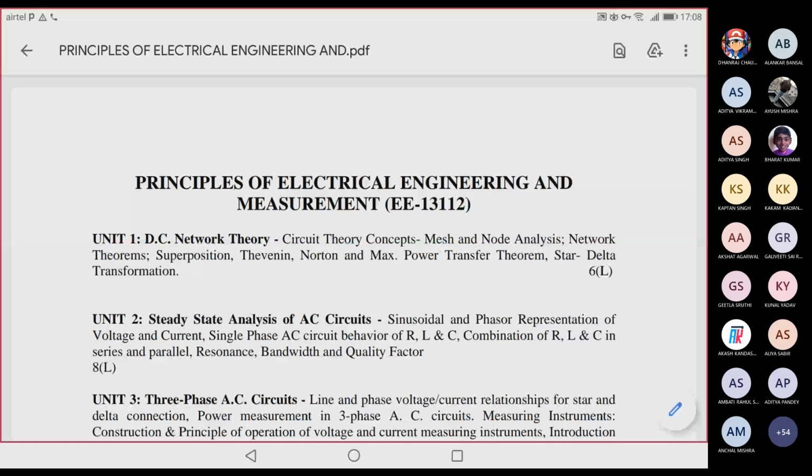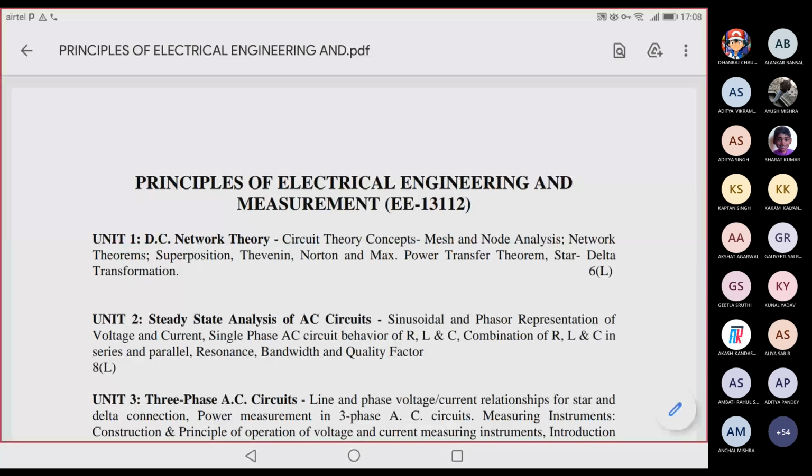Then we will talk about the different network theorems like superposition, Thevenin, Norton, maximum power transfer theorem or Millman's theorem. Then the conversion of the network from star to delta, means whatever the different possibilities are there in order to reduce the complexity of any electrical circuit. So about that we are going to study in this unit 1, right?